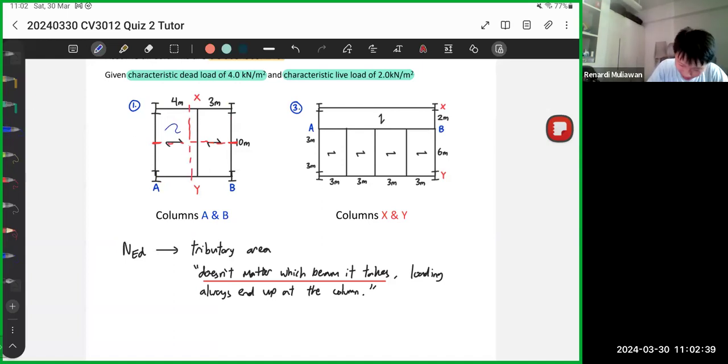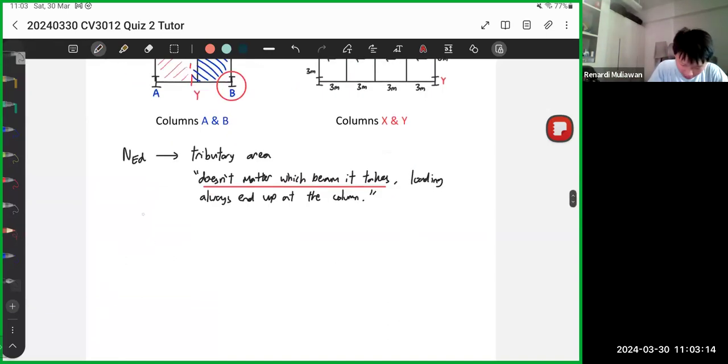So basically, it means this column B will receive the loading on this area. This column, last time I labeled this C and D, right? So column D will receive the loading on this area. C will receive from this area. Okay, and then A will receive from this area. So that's it. So very simple, right? So just take the midpoints between the columns. It doesn't matter about the beams, then you just find the area.